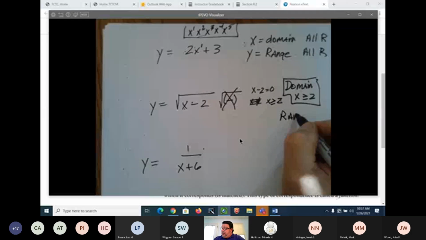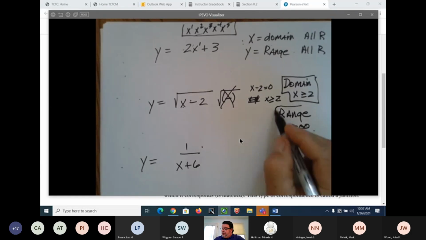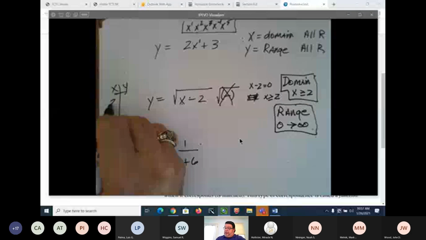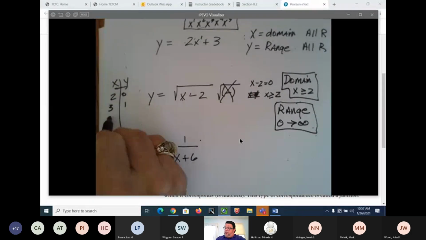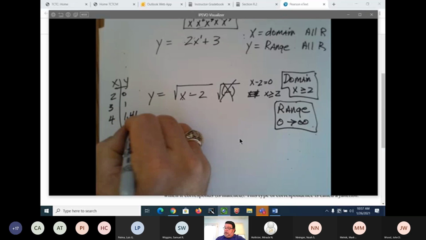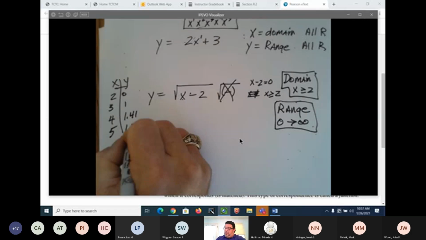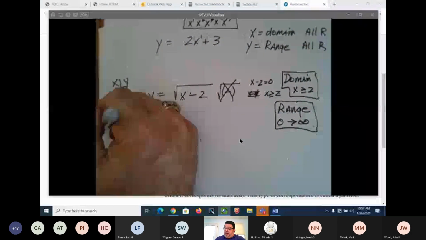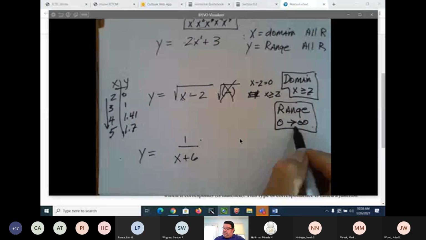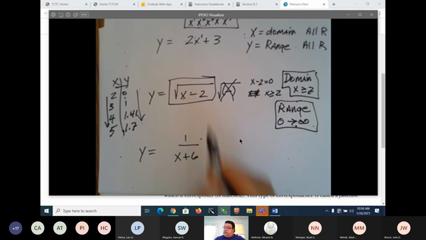Your result, if I plug in a 2 here, I'm going to get 0. So my range, my 5 gallons of ice, is going to be 0 to infinity. Because when I plug in 2, I get 0. When I plug in 3, I get 1. When I plug in 4, I get what? 4 minus 2 is 2, 1.41. When I plug in 5, I get 5 minus 2 is 3, 1.7, and so on. So my domain, my 5-gallon bucket is greater than or equal to 2. My 5 gallons of ice is above 0, and that is my ice machine. This is my ice machine.